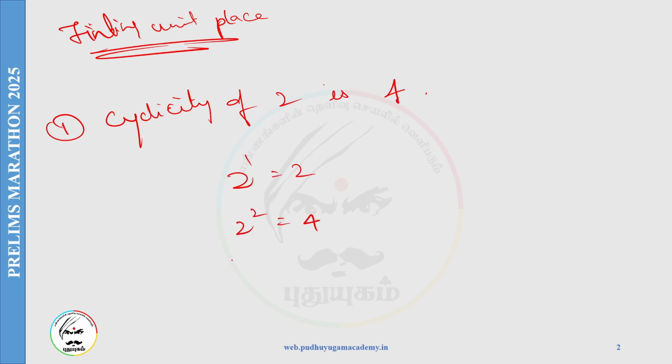2 square is equal to 4, 2 cube is equal to 4 2s are 8, and if we take 2 power 4, it is 16. When we go to 2 power 5, it is 32. Again the digits will be repeating, right? So 2 power 1 is 2, 2 power 2 is 4, 2 power 3 is 8, 2 power 4 is 16, 2 power 5 is 32. Next 2 power 6 will end with 4, right? That is 64. This keeps repeating.